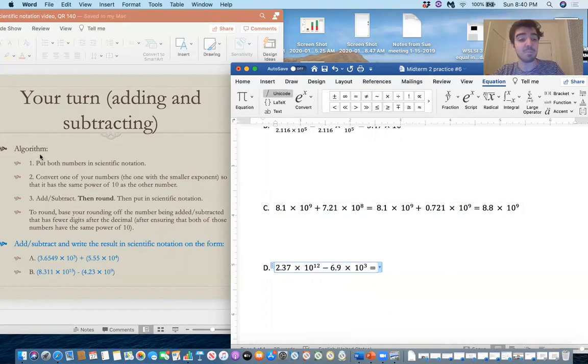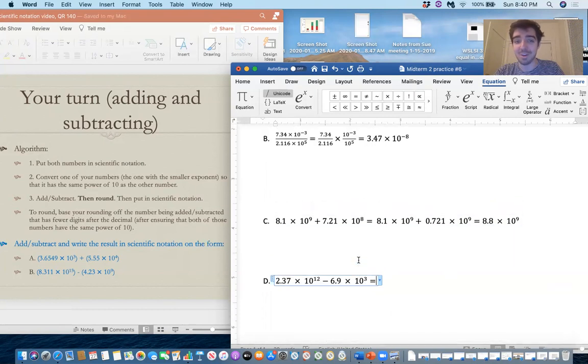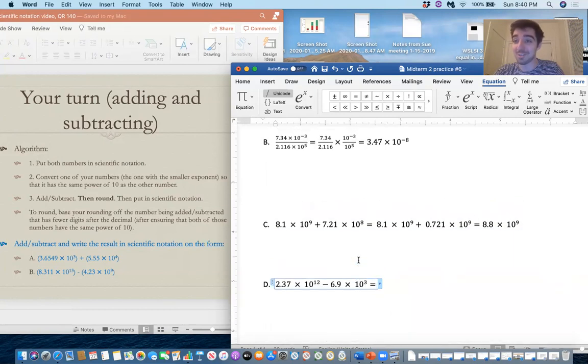First steps first, put both numbers in scientific notation. Remember, we cannot forget the step, even though none of these problems have required us to do any manipulation to put them in scientific notation initially, right? It could be that you are given numbers that are not in scientific notation, in which case you need to put them in scientific notation, okay? But like I said, these are not. So next step, these are not out of scientific notation. We don't have to do anything with them.